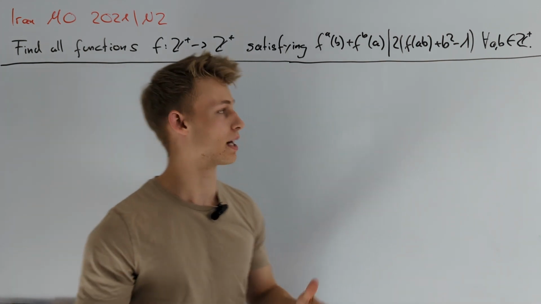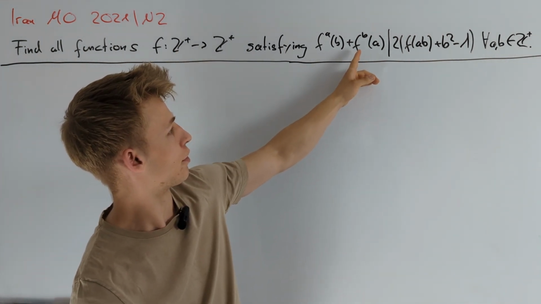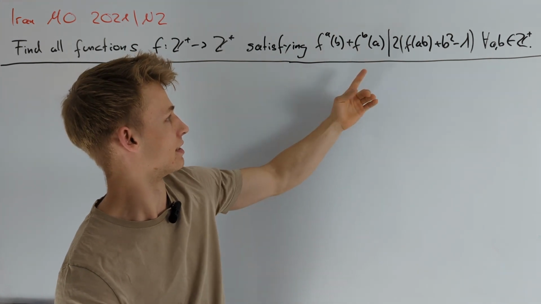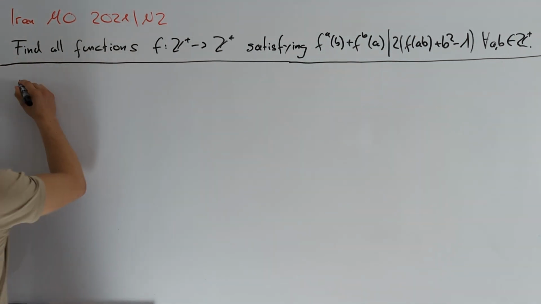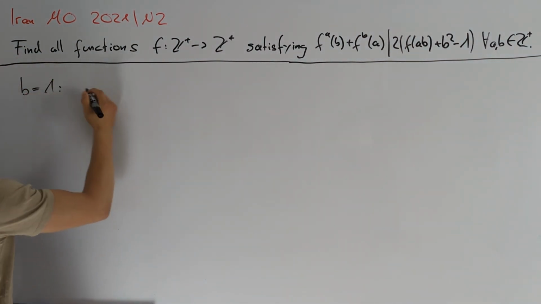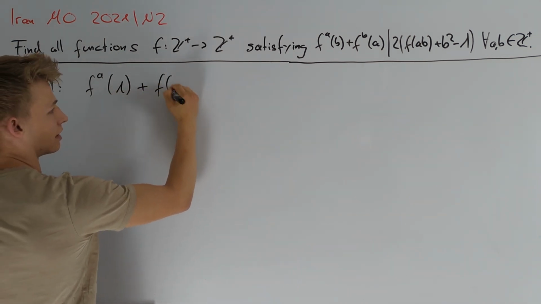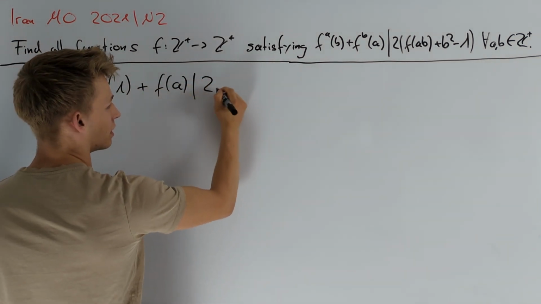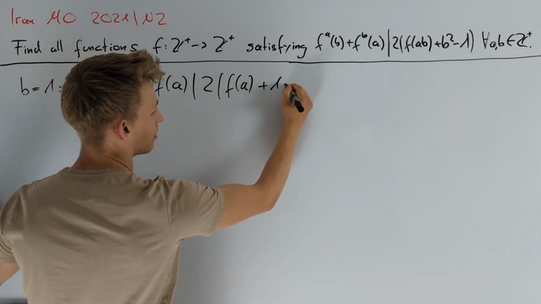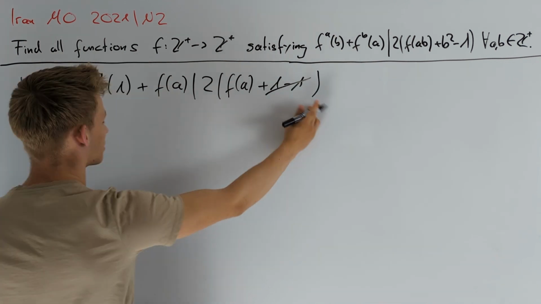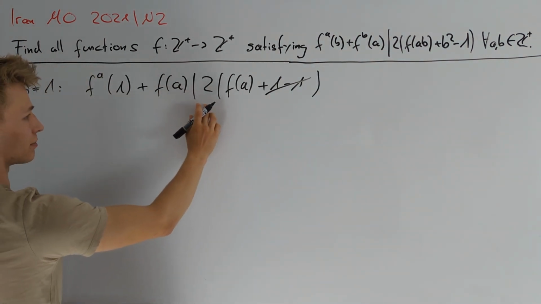Our first step is to plug in b equals 1 into this equation, because then we see that f to the power of b of a is easy to handle, namely it's f of a, and on the right hand side we also have f of a. So let's do this, and we get that f to the power of a of 1 plus f of a divides 2 times f of a plus b squared minus 1. This cancels out. So we have that f to the power of a of 1 plus f of a divides 2 times f of a.